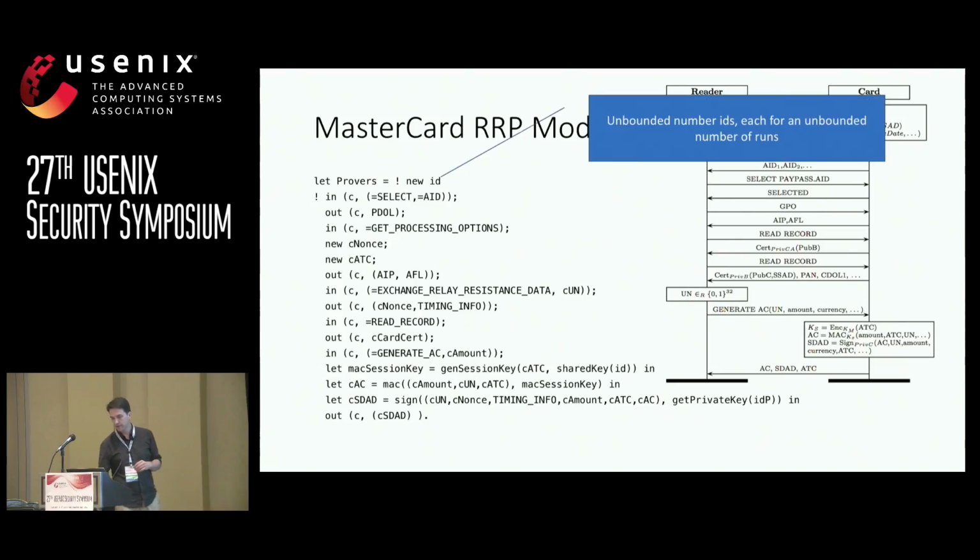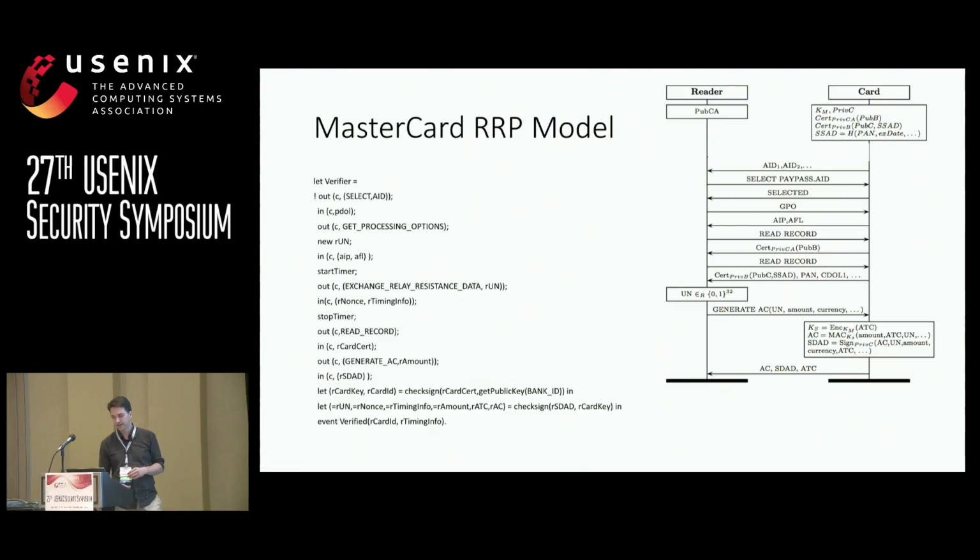But particularly, we can write down in this model, we can specify an unbounded number of identities. Here, this means an unbounded number of new identities running an unbounded number of times. So we can specify an arbitrary number of cards running an arbitrary number of times. Similarly, we can specify a verifier, the shop reader, and the protocol, and we can say this shop reader does a verify event if the protocol believes the card is close. So now this gives us something we can test.